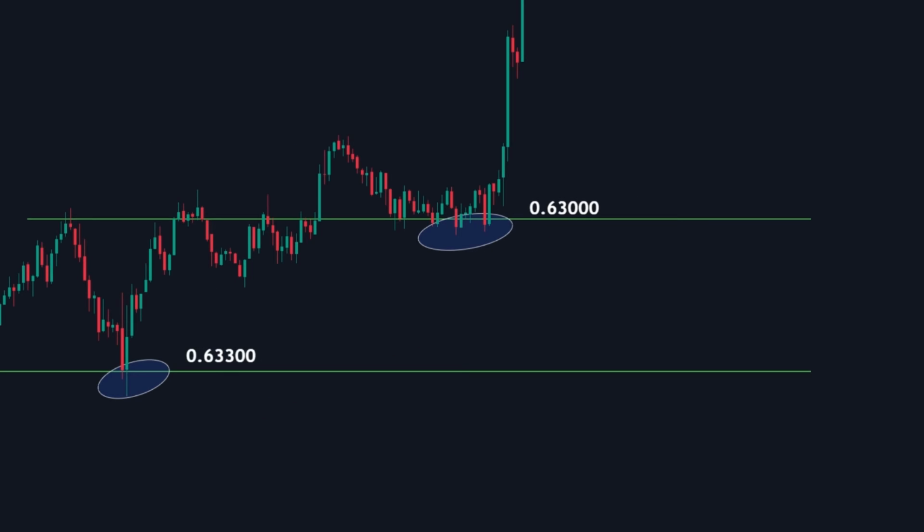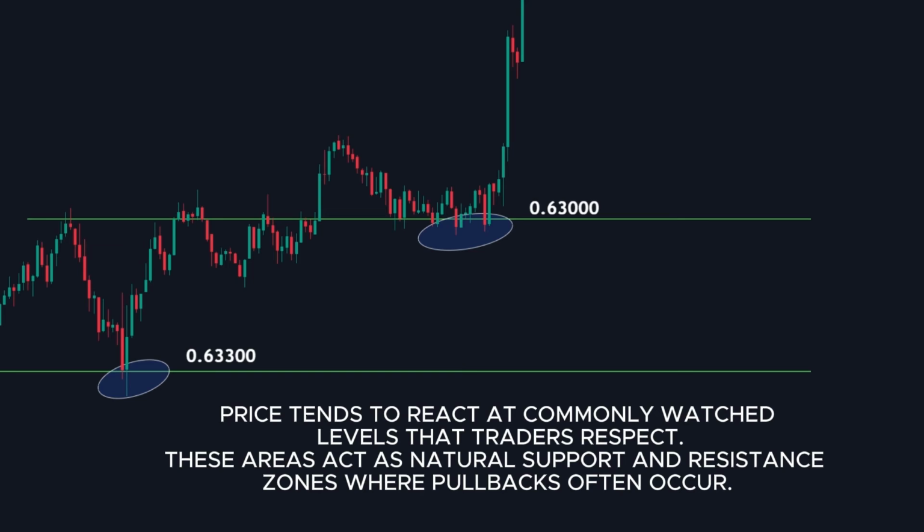Psychological price levels. Price tends to react at commonly watched levels that traders respect. These areas act as natural support and resistance zones where pullbacks often occur.